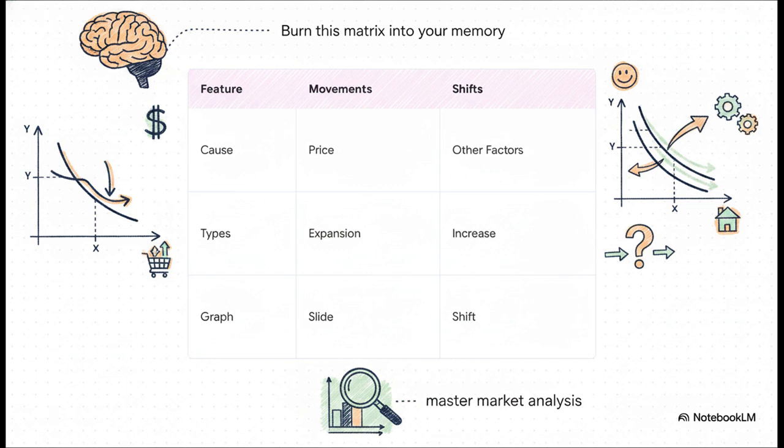But if the cause is literally any factor other than price, like income, tastes, or related goods, it is a shift in overall demand. We call this an increase or decrease, and visually, the entire curve is moving left or right. Seriously, burn this matrix into your memory and you will master market analysis for sure.